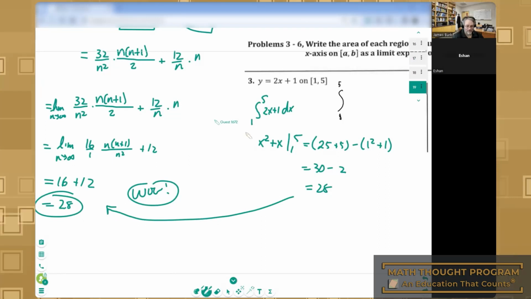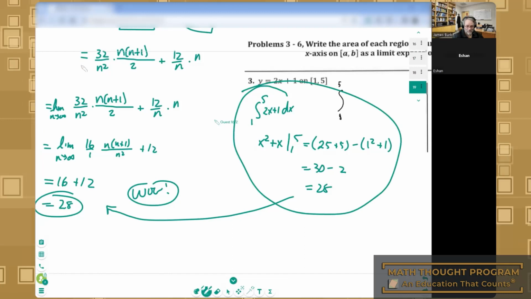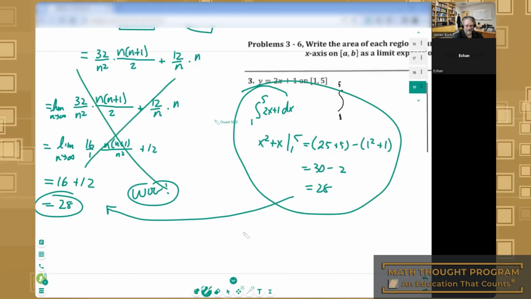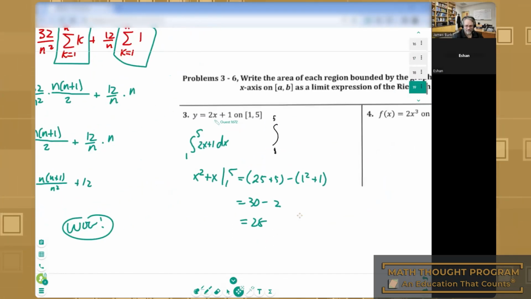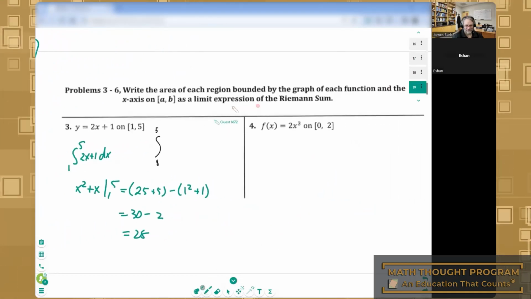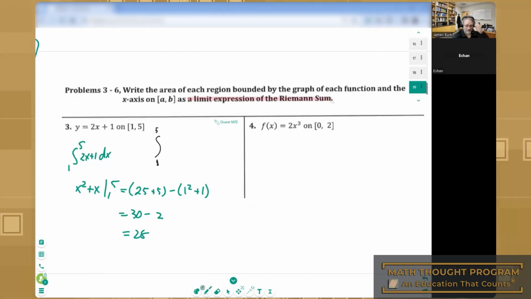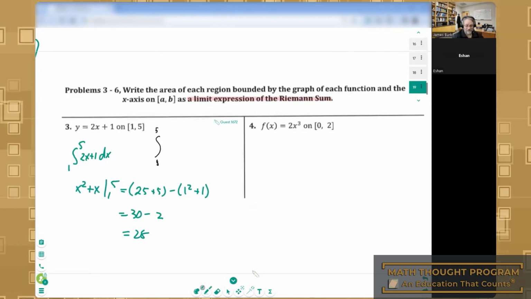By all means, yes. Ishan, this is how you really want to do it. You don't want to do it over here like that. Sadly, my teacher wants me to do both, because the question stated write it in terms of Riemann sums. So you're going to have to do this in terms of Riemann sums.